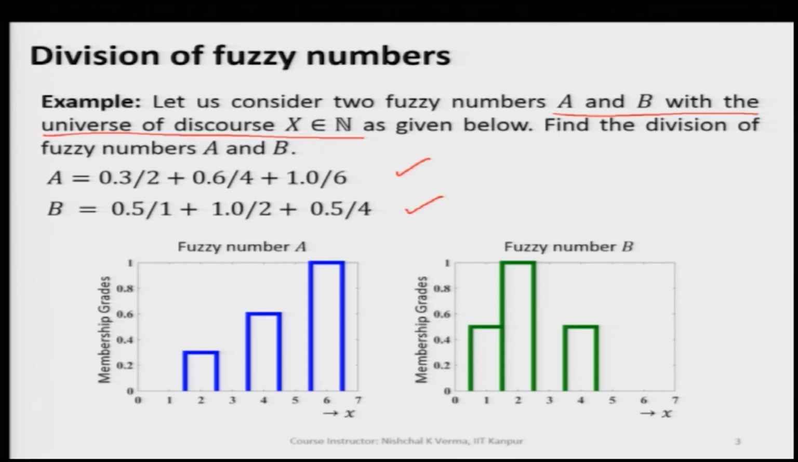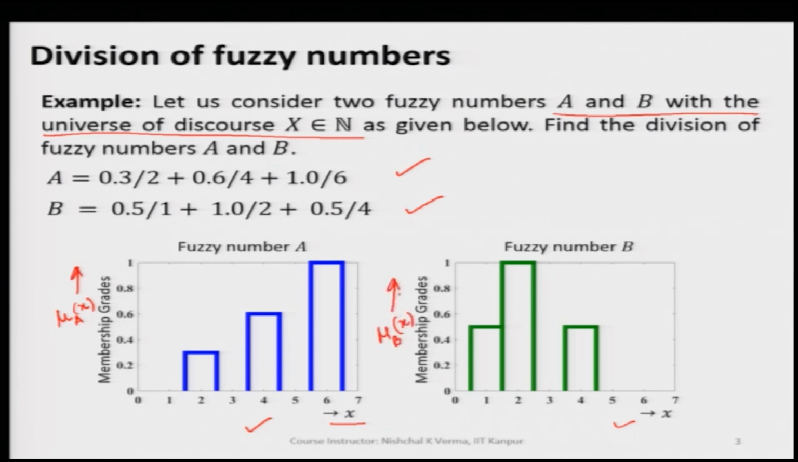Let us first plot the fuzzy number A and the fuzzy number B on the same generic variable value x as the x axis and the membership grades as the y axis. So, I can write here mu A of x, and here we have mu B of x.